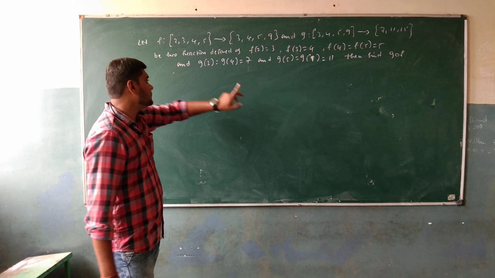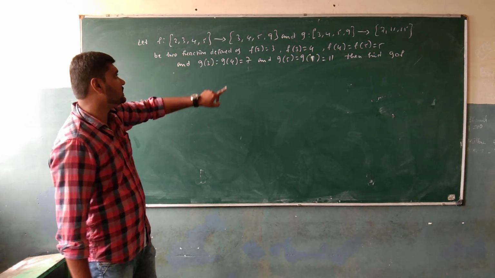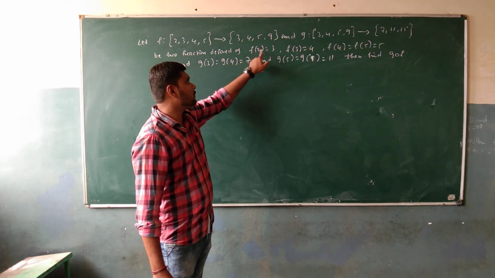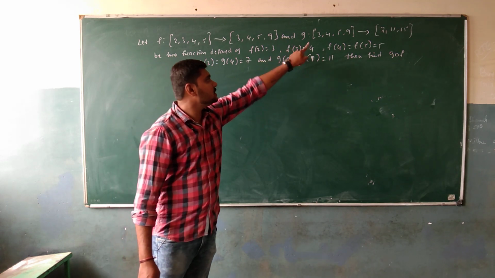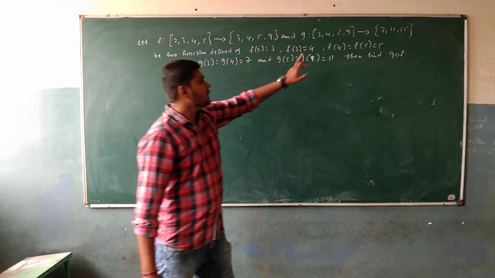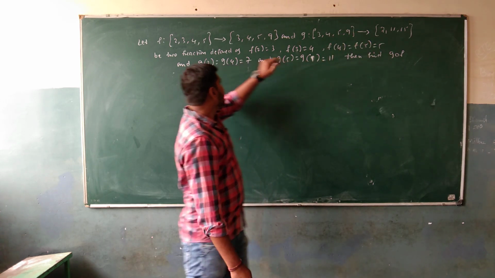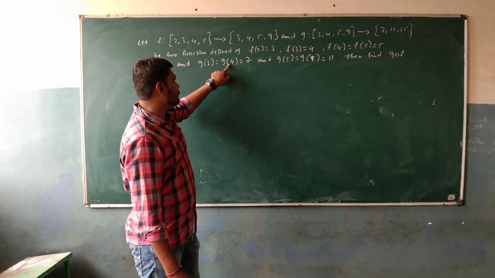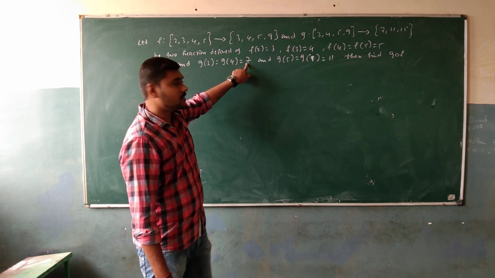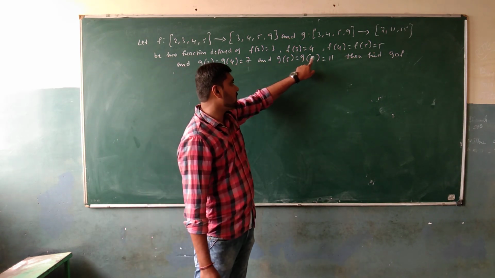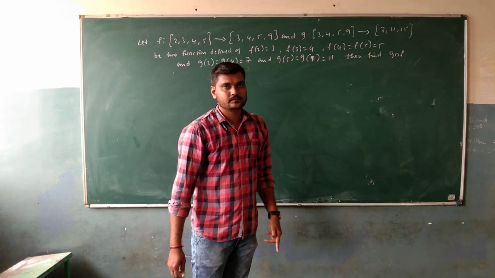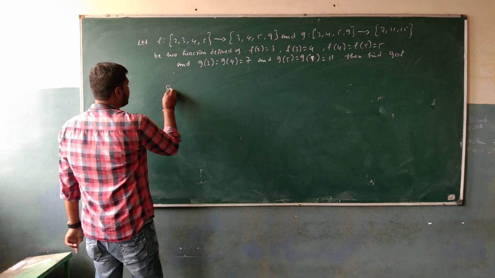The two functions are defined as follows: f of 2 is equal to 3, f of 3 is equal to 4, and f of 4 and f of 5 are equal to 5. So that's the function defined. And g of 3 is equal to g of 4, which is 7. And g of 5 is equal to g of 9, which is 11. Then find g of f. Let me explain the solution here.